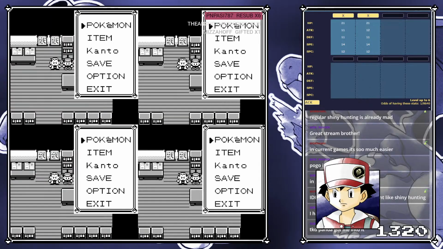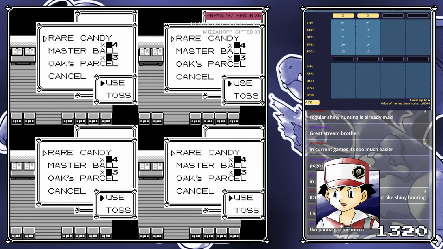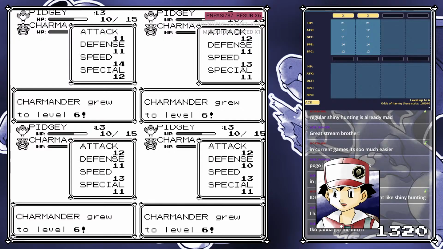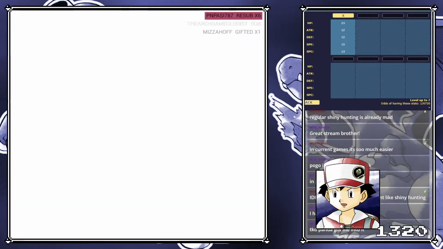I remember playing, I think it was Scarlet and Violet, and I was running through the desert area, and I saw this little gold dung beetle, and I was like, this thing looks cool. Wait a second, that's shiny. So that was one of the newer shinies I had.